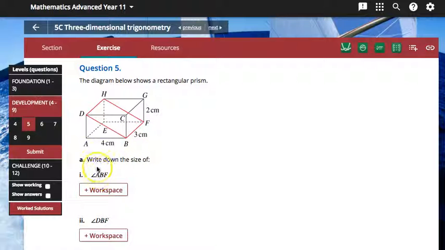Now, the first question is to write down the size of angle ABF. Looking down on that, that is a rectangular prism. What is the size of angle ABF? ABF, this is a rectangular prism, that is a right angle down on the base.